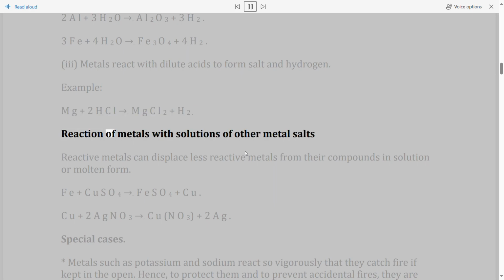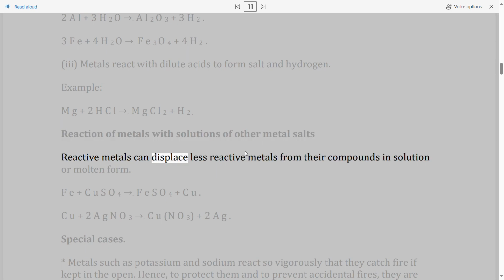Reaction of metals with solutions of other metal salts. Reactive metals can displace less reactive metals from their compounds in solution or molten form. Fe plus CuSO4 gives FeSO4 plus Cu. Cu plus 2AgNO3 gives Cu(NO3)2 plus 2Ag.